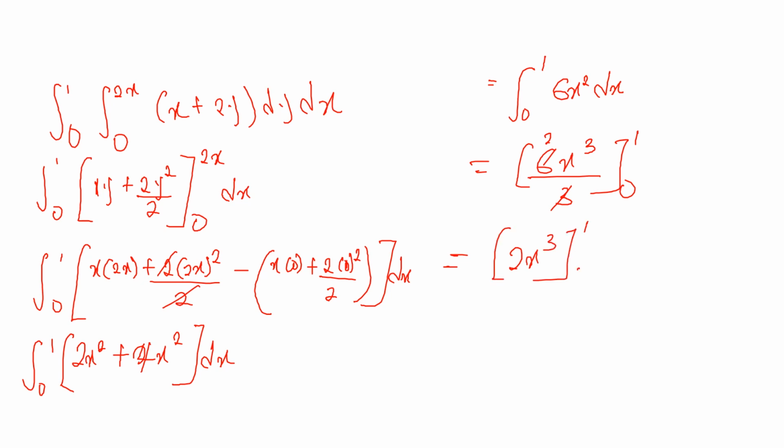So at this point you put in the boundary. So putting in the boundaries, you have 2 into 1 cubed minus 2 into 0 cubed, which is 2. That is the answer. Let's go on to another example.